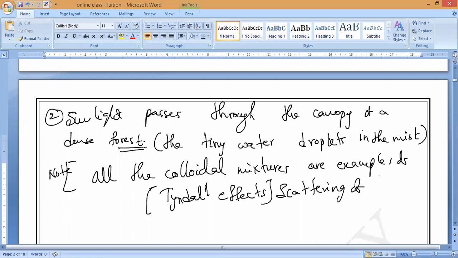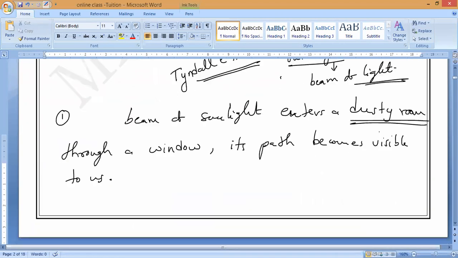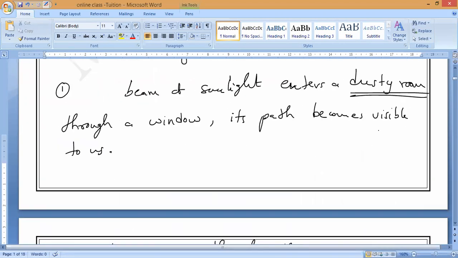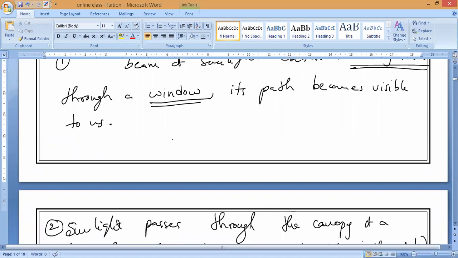Can you show the first point, sir? Yeah, I will show. So this is the first point. Sunlight enters a dusty room through a window. This is the basic one which we all observe in our home. Most days you can notice it when the sunlight comes through a small hole in your bedroom window, when you are lazy to wake up at 7 or 7:30.